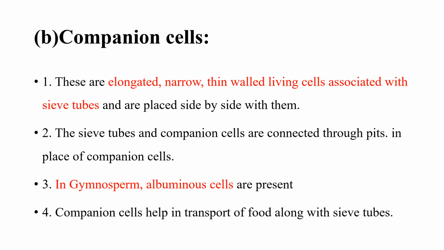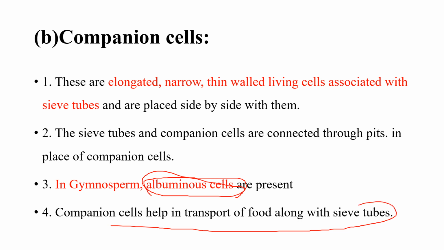Next, companion cell. They are elongated, narrow, thin-walled cells associated with sieve tubes. The sieve tube and companion cell are connected through pits. Then in gymnosperms, albuminous cells are present. So the albuminous cells of gymnosperms represent the companion cells. They play the role of companion cells in gymnosperms. Companion cells help in transportation of food along with sieve tubes. They are always present in association with the sieve tubes.